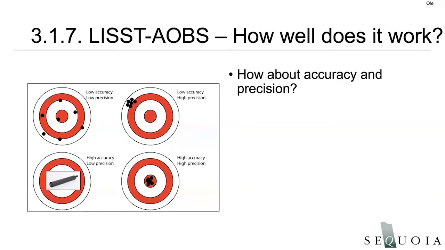How well does it work? We remember where the LISST-ABS was in this plot, down in the bottom left with high accuracy and low precision. The AOBS certainly starts out here, and then we would argue that it moves a little bit in this direction towards a higher accuracy and higher precision sensor than the ABS does.